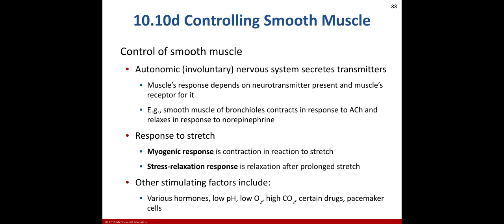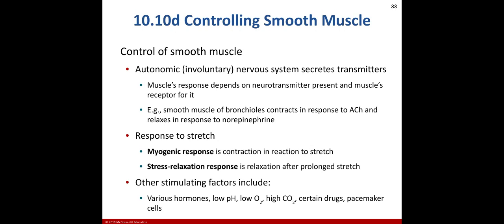This is involuntary control of these muscles. You're not normally thinking about it. Their response depends on the neurotransmitters and the receptors it has. So for example, the smooth muscles in your bronchi contract to acetylcholine and relax for norepinephrine. The response to stretch is different. They can have the myogenic response, which is that they'll actually contract when stretched. Or a stress relaxation response, which is relaxation after a long stretch.